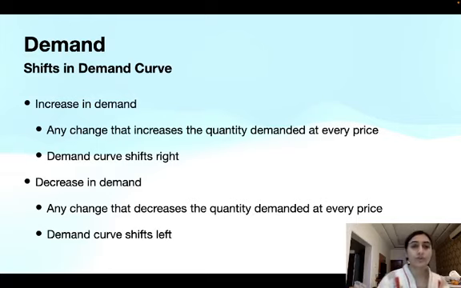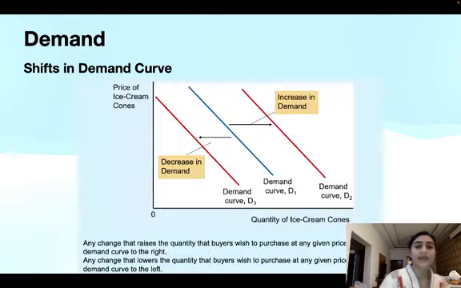So the reasons could be multiple. The first reason is also the increase in demand. Any change that increases the quantity demanded at every price is called an increase in demand, and that would cause the demand curve to shift to the right. And when the quantity demanded decreases at every price, that is called a decrease in demand, and that causes a leftward shift in demand.